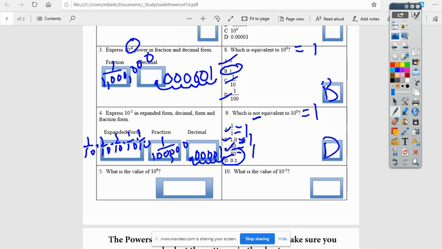What is the value of 10 to the 9th? Well, again, if I'm looking at my exponents, I know it's going to be 9 zeros there: 1, 2, 3, 4, 5, 6, 7, 8, 9. I think I got it right. 1, 2, 3, 1, 2, 3, 1, 2, 3. 1 billion. That's how you would get it. What is the value of 10 to the negative 1? In standard form, I know I'm going to have to go one spot, so it's going to be 0.1. And that is standard form.